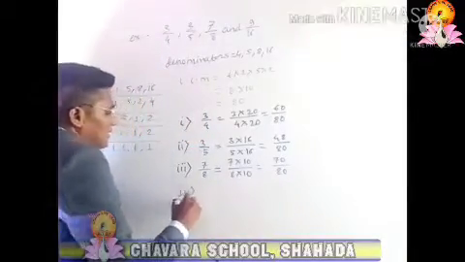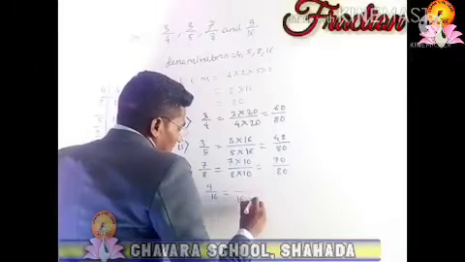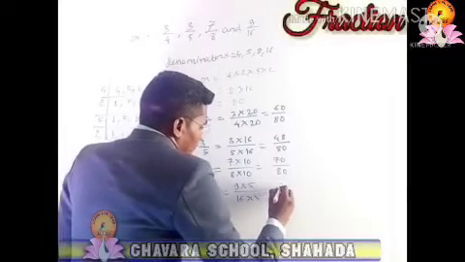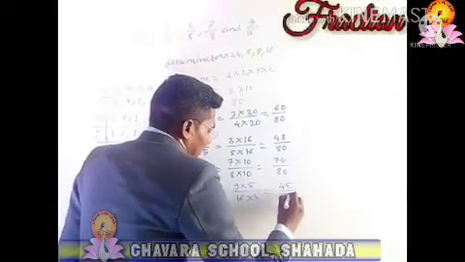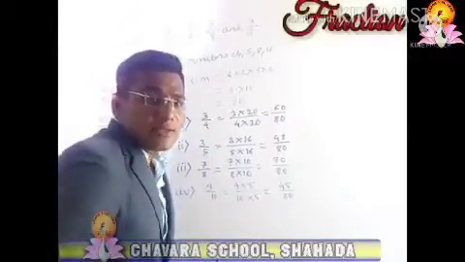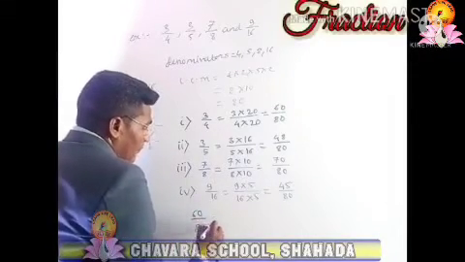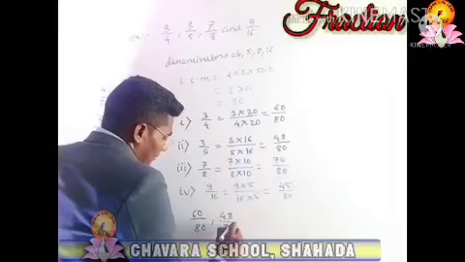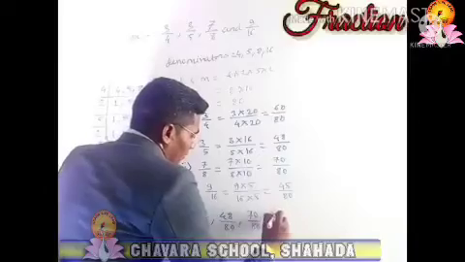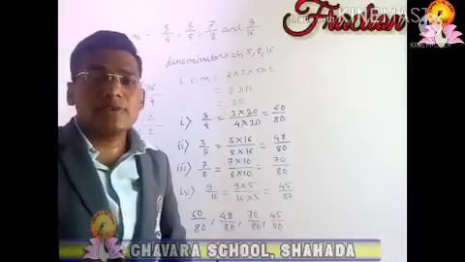Now the last fraction is 9 by 16, and hence 16 multiplied by 5 and 9 multiplied by that same number. So 9 5s are 45 and 16 5s are 80. This is how we converted unlike fractions into like fractions. So the like fractions are 60 by 80, 48 by 80, 70 by 80 and 45 by 80. This is how we can convert unlike fractions into like fractions.